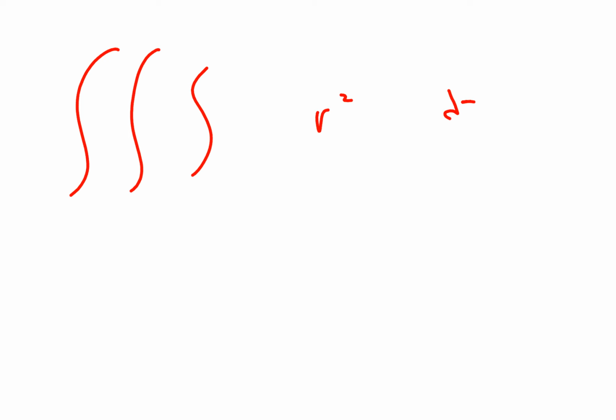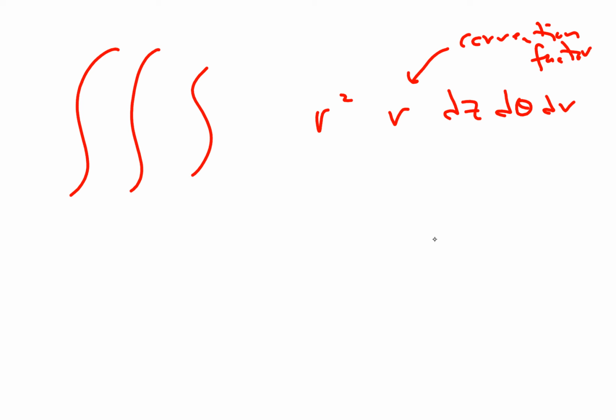You're going to have a dz, d theta, dr. Don't forget you need to multiply by this extra r here. This is a correction factor. I'd have to make another video for that if you wanted to see why that's true.